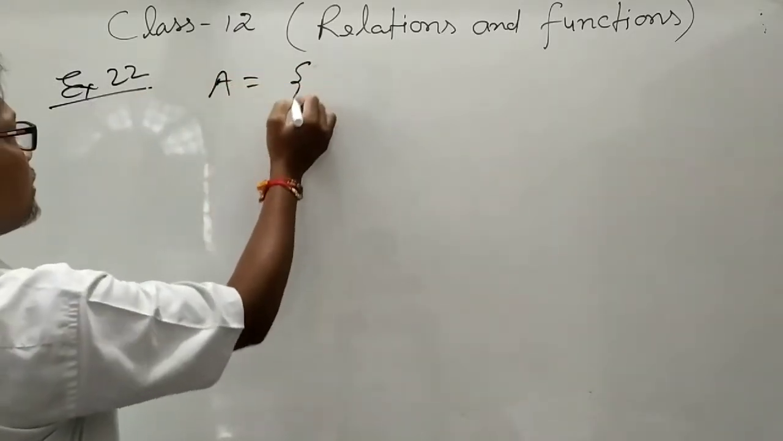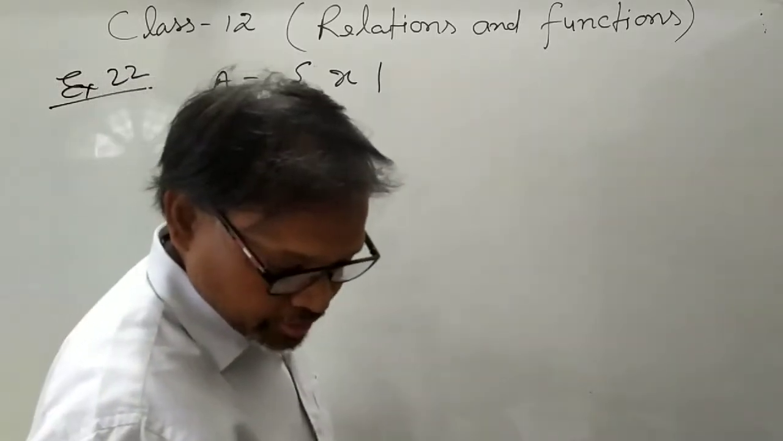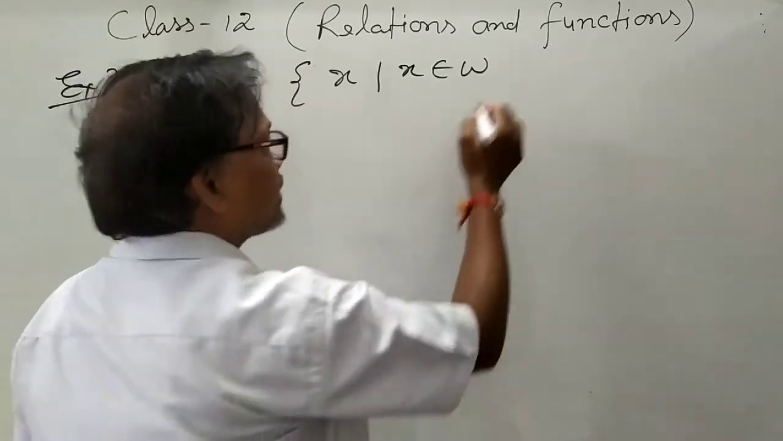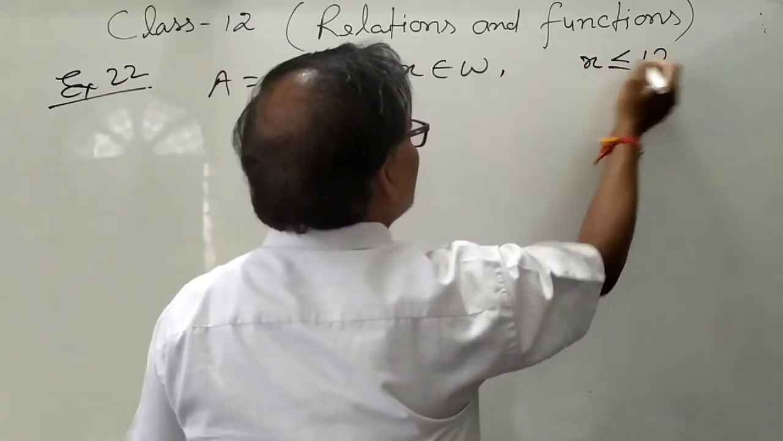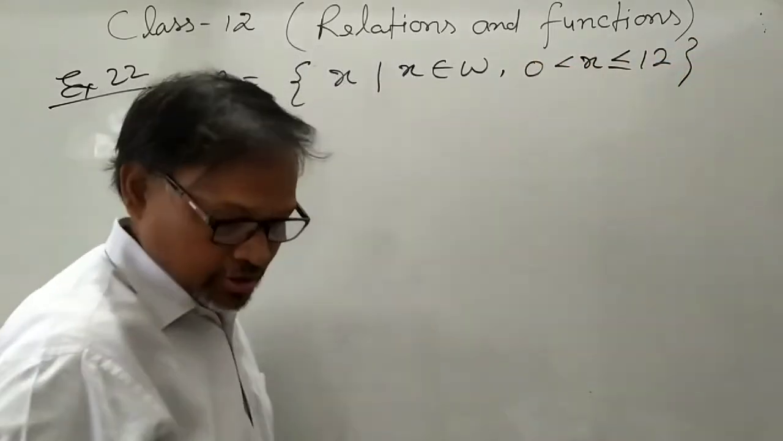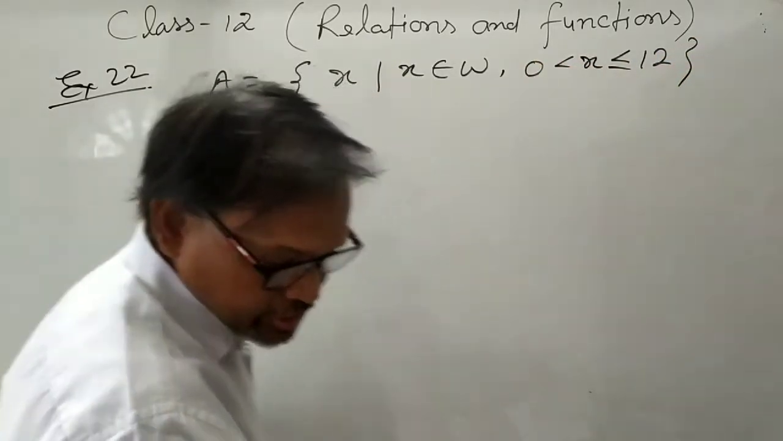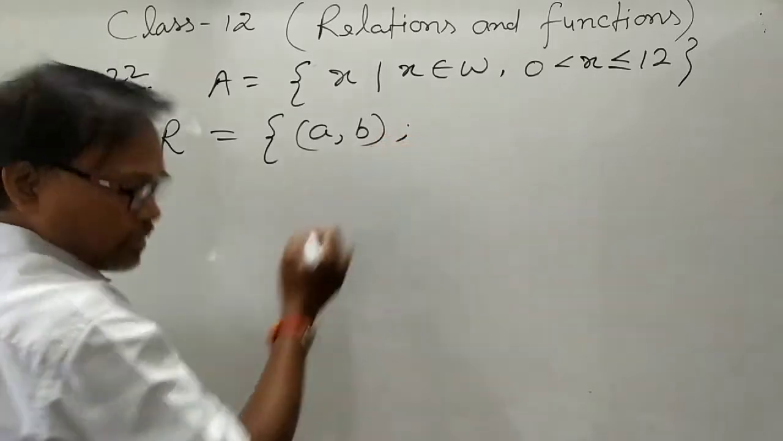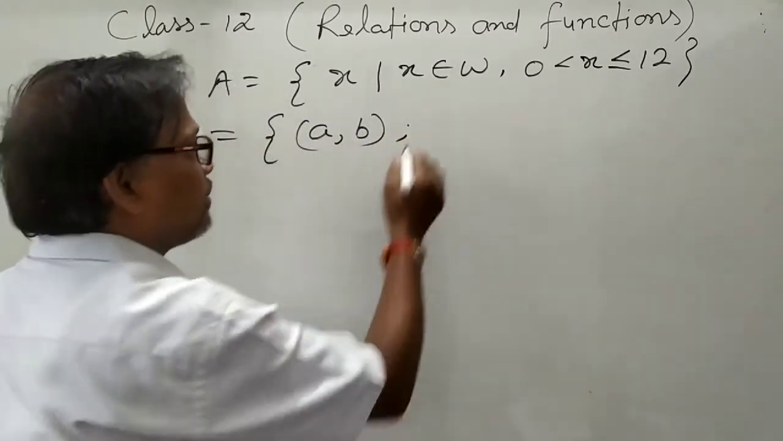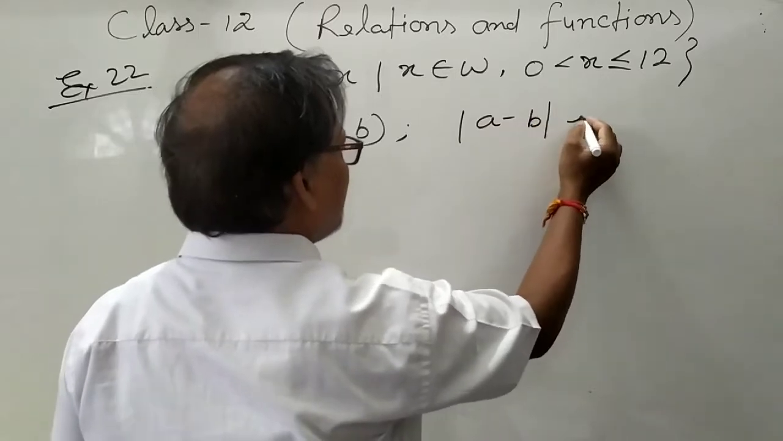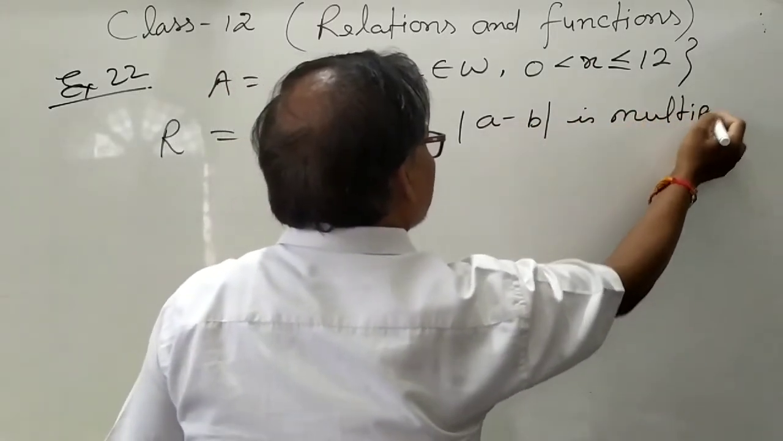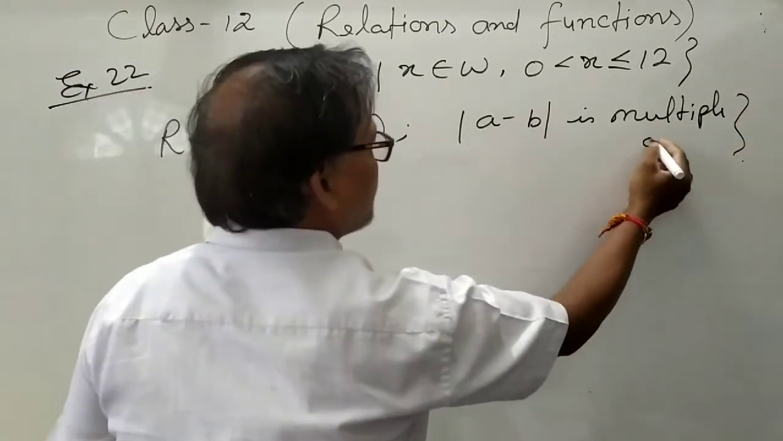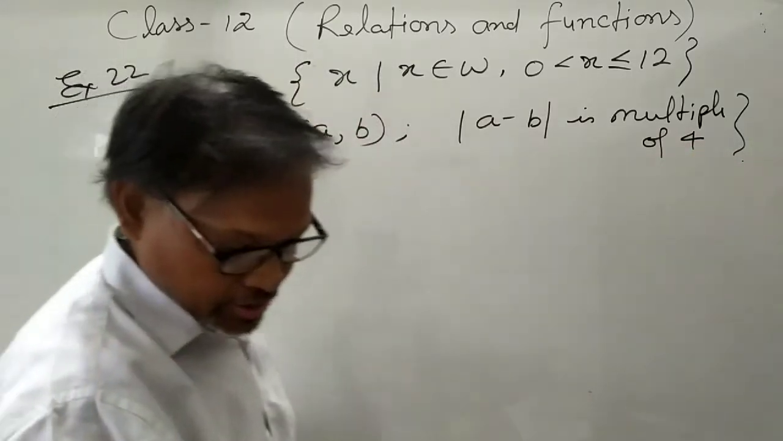A is given as X such that X belongs to W, means whole number, where X also lies between 12 and 0. This is the condition. Set A is given with relation R as (A, B), where |A minus B| is a multiple of 4. This is the given condition.